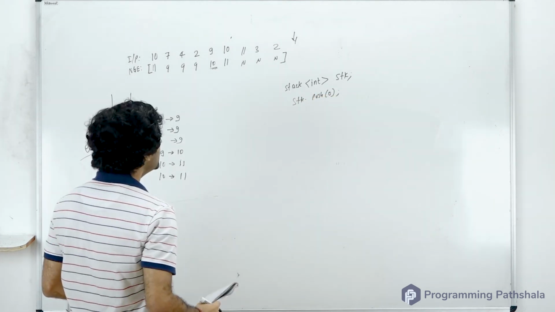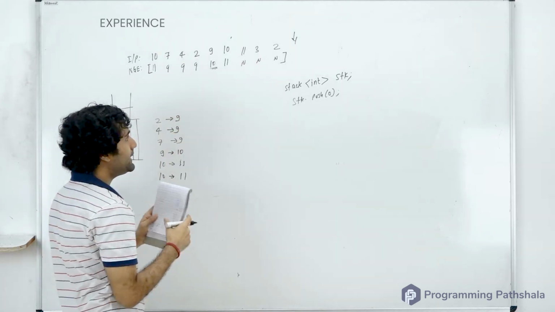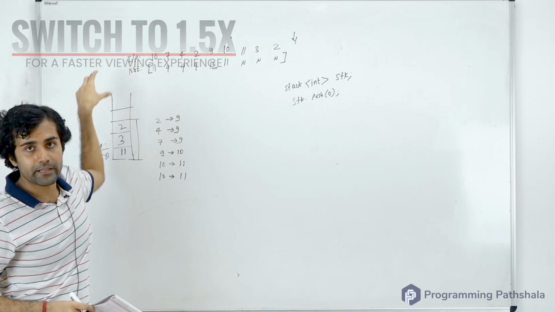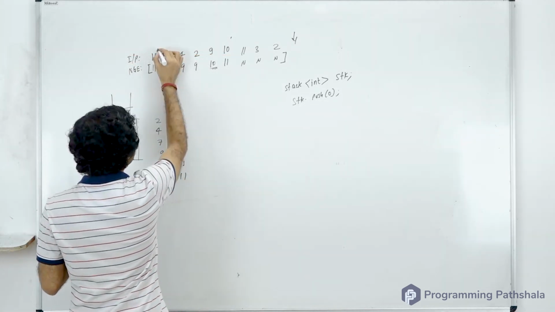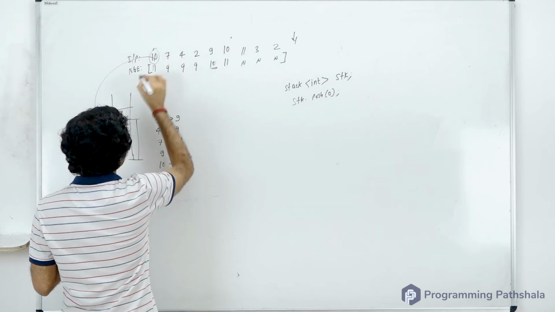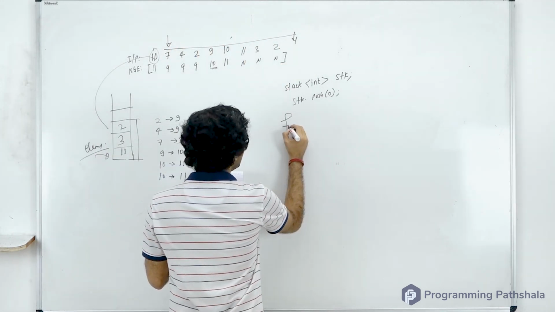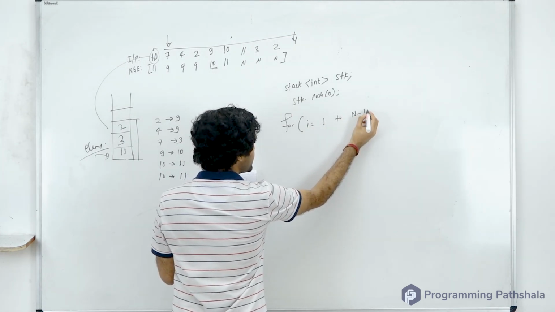Now what will you do? Do you iterate on the stack or do you iterate on the array? Whenever you compare something, you compare the next element of the array with the top element of the stack, right? So you already have this element placed in the stack. Now you will iterate from here and go till here, right? So you'd start from i equals 1 and go till n minus 1.